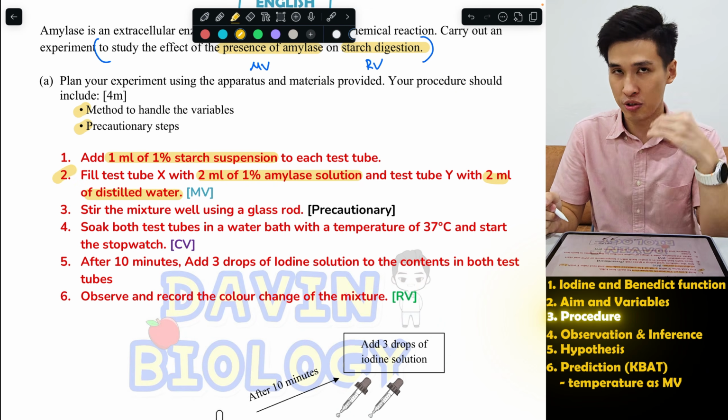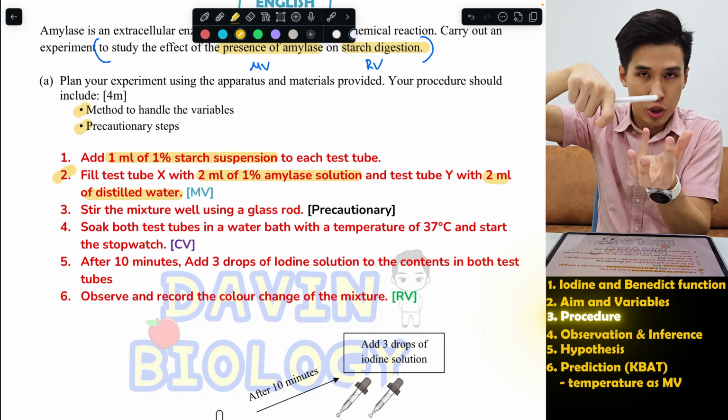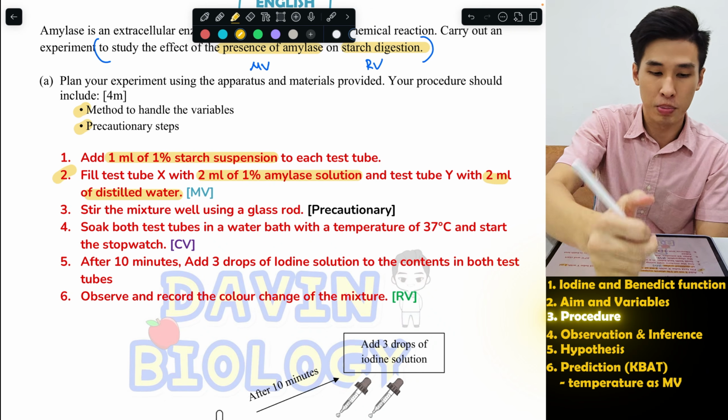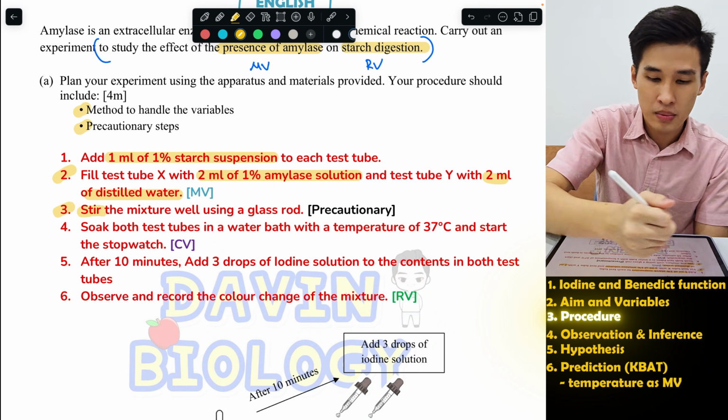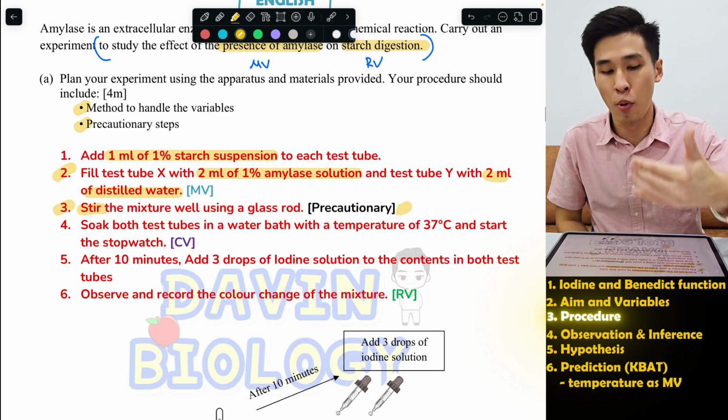Then next is the precautionary step. For this experiment, you need to use a glass rod to stir the mixture, because if you don't stir it properly, the amylase might not react with the starch properly. So stir the mixture well using a glass rod. This is your precautionary step, so you make your experiment more accurate.